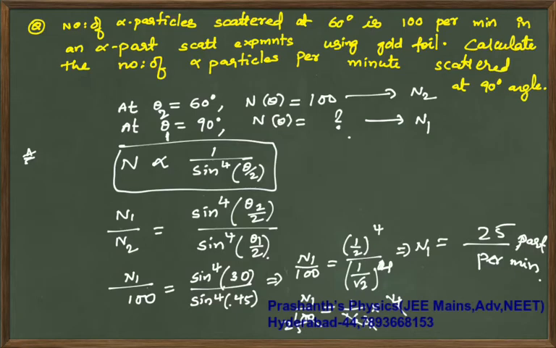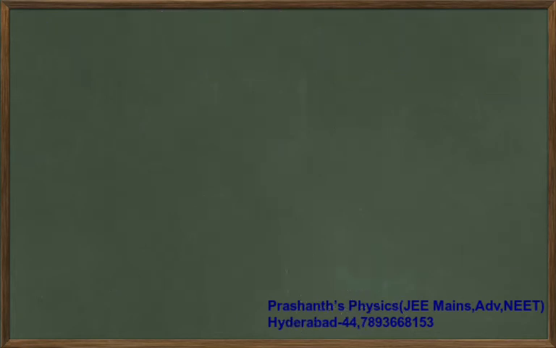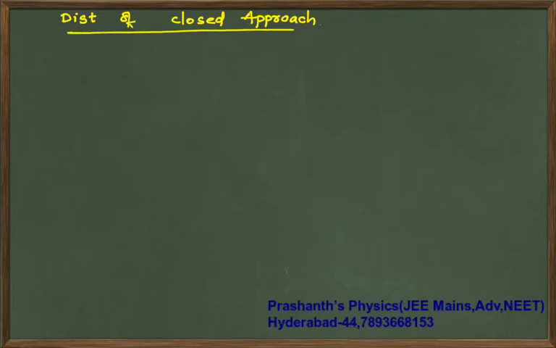Next one is distance of closest approach, in Rutherford's model only. Estimation of nuclear size is not required, I don't think it is even in your syllabus. But how to solve questions related to distance of closest approach, that I will explain, because we don't need to study what's not there in the syllabus.